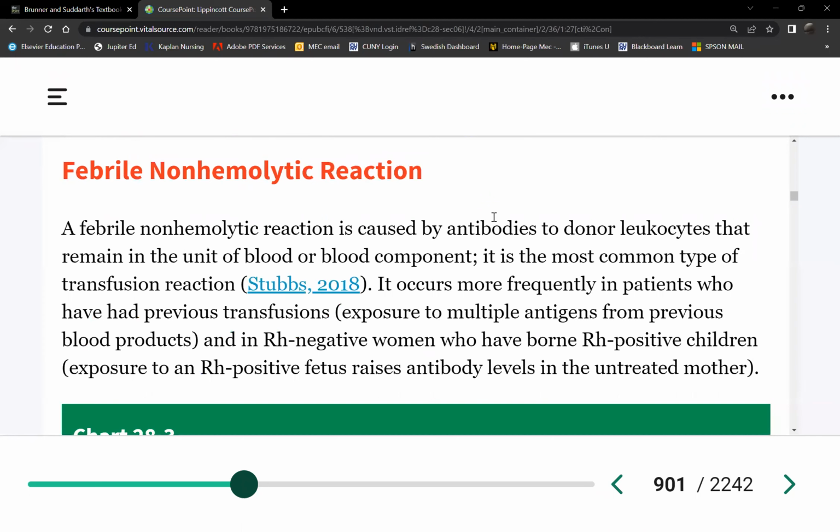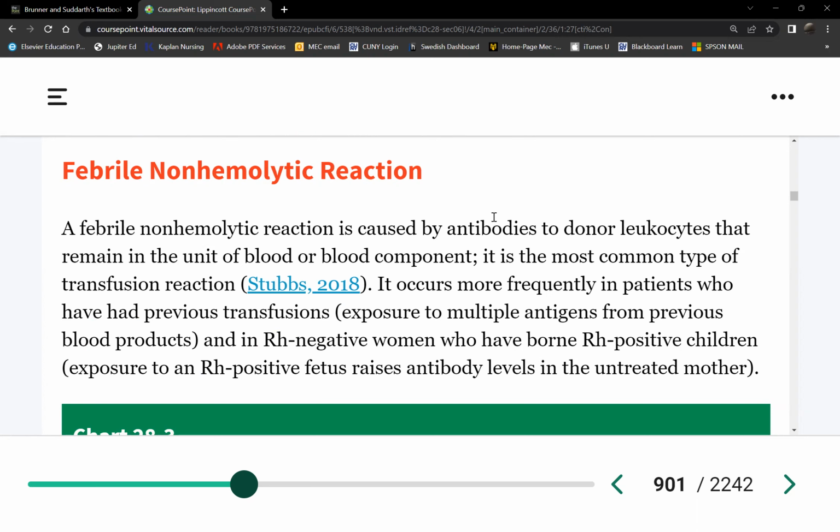The most common reaction you get is a febrile non-hemolytic reaction. Fever, of course. Your action for any suspected transfusion reaction is always to stop the transfusion. Stop and then call the doctor. When we say stop, you disconnect the patient. I'll show you how to disconnect later. You stop and then call the doctor.